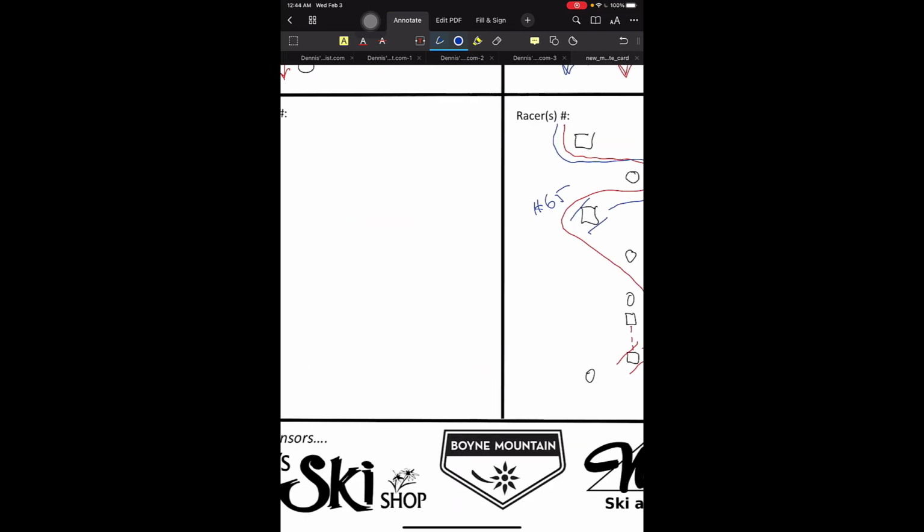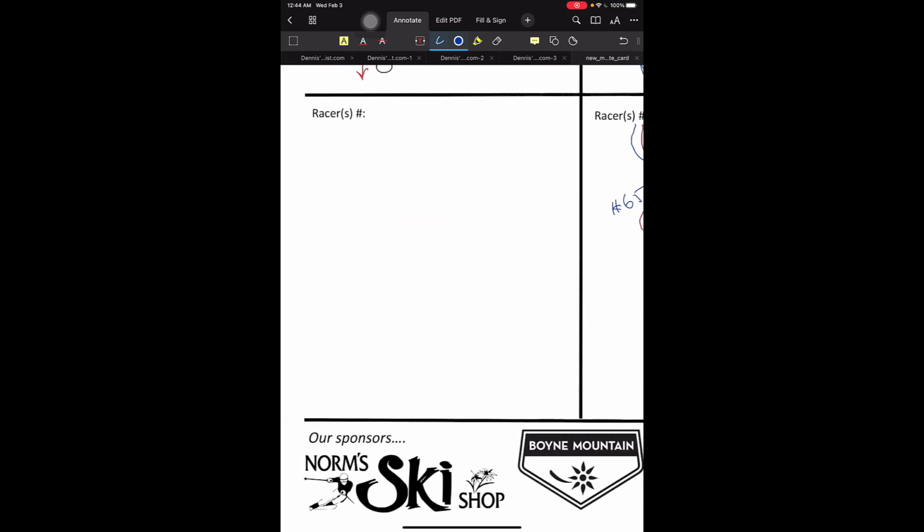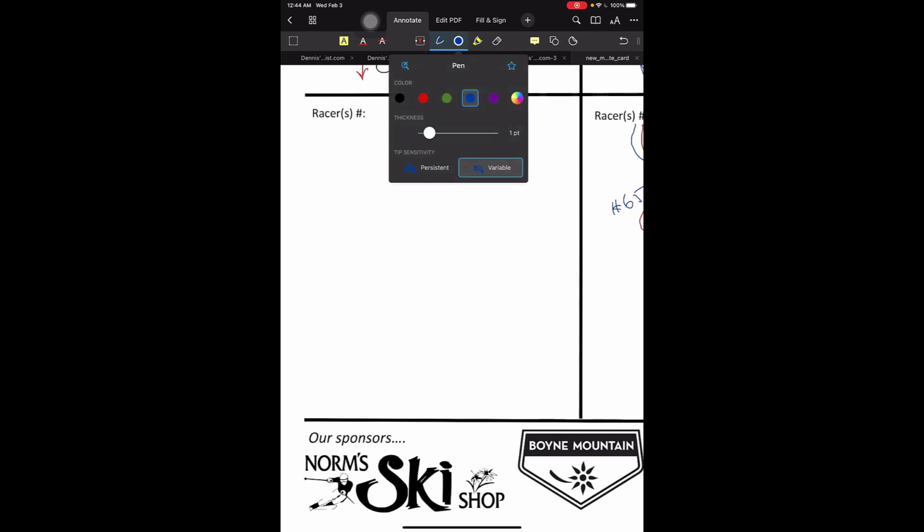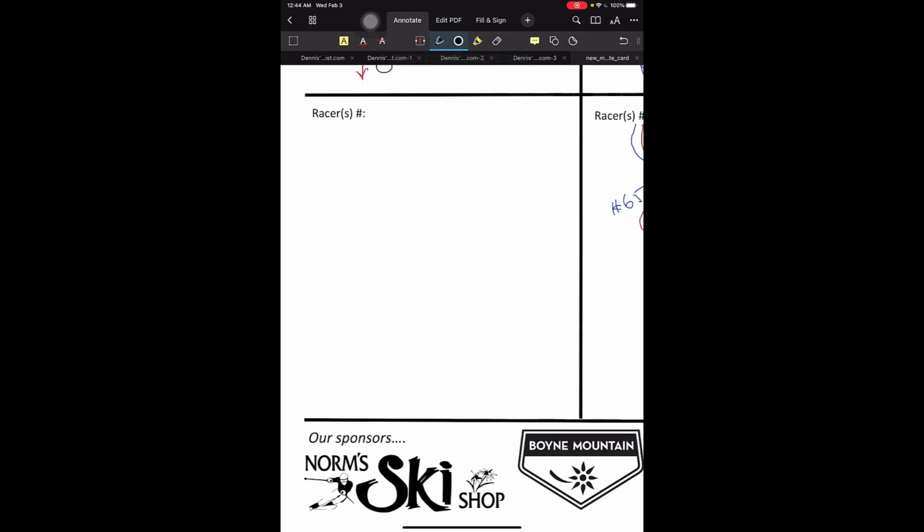The last thing I want to show is how to document lost equipment. A racer must have both skis on throughout the course. You cannot lose a ski in the course. So let's take a look at how you would show that. So suppose the racer did this and they lost their ski right there. Let's say that's racer 53.